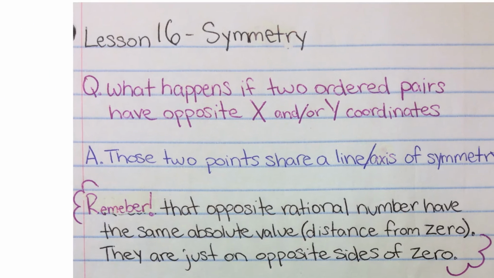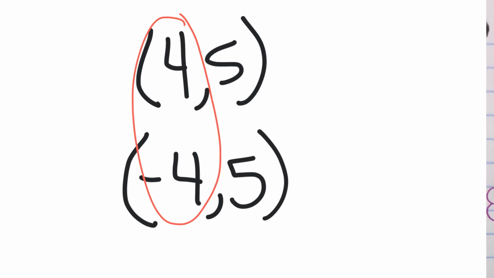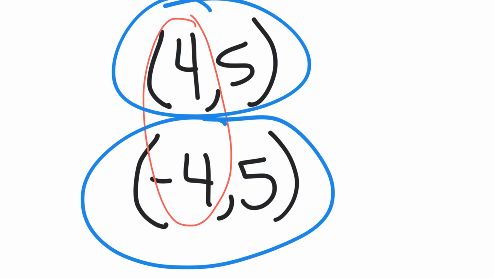I think the best way to figure out what's going to happen is to give it a shot. Our answer to this question says those 2 points, the first set of ordered pairs and the second set of ordered pairs, share a line or an axis of symmetry. We use line and axis sometimes interchangeably. So these 2 points, 4, 5 and -4, 5, are going to share a line of symmetry once we place them on the graph.